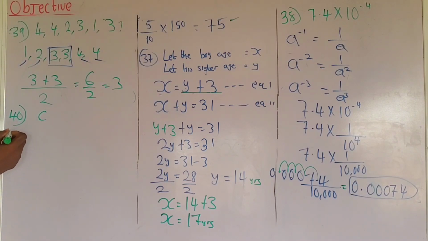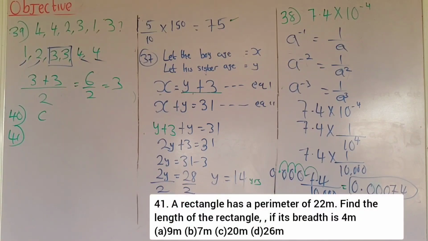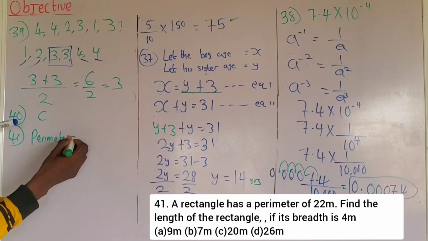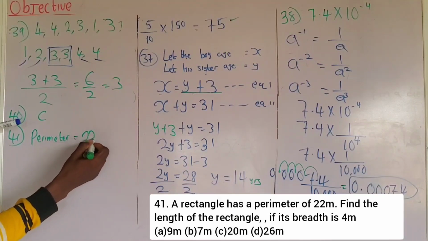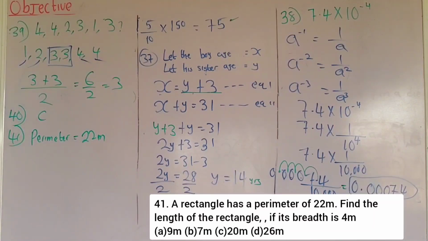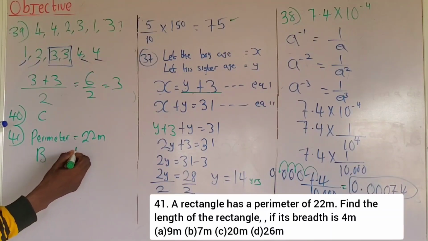Option C is correct. Now for question 41: a rectangle has a perimeter of 22 meters. Find the length of the rectangle if its breadth is 4 meters. Let's write the parameters given in the question. The perimeter of the rectangle is equal to 22 meters. Please pay attention. The breadth, B, is equal to 4 meters.